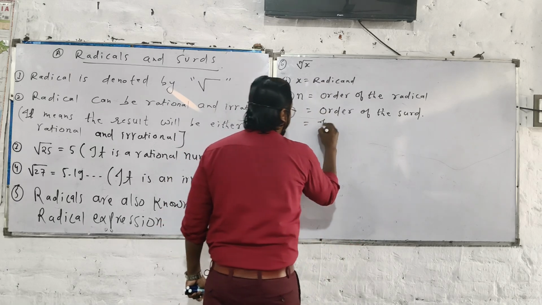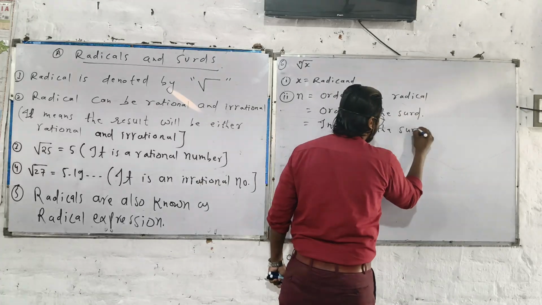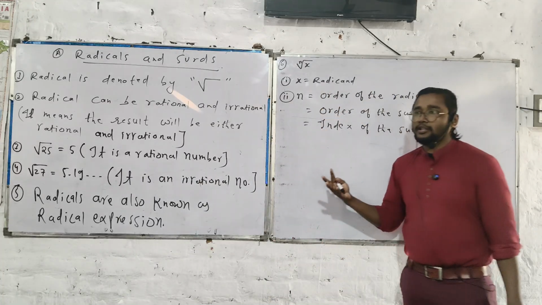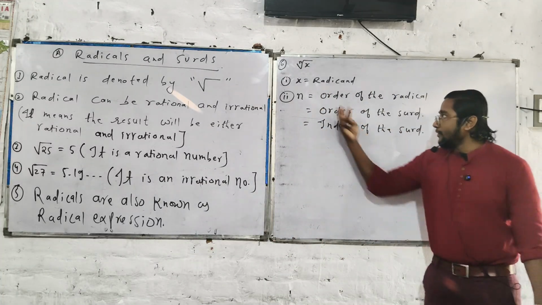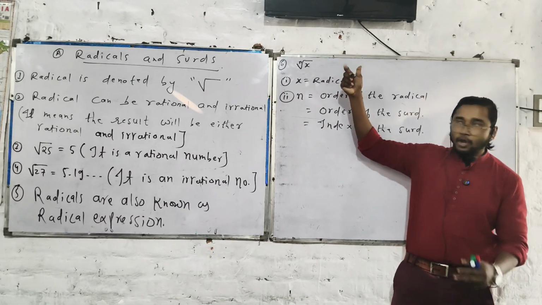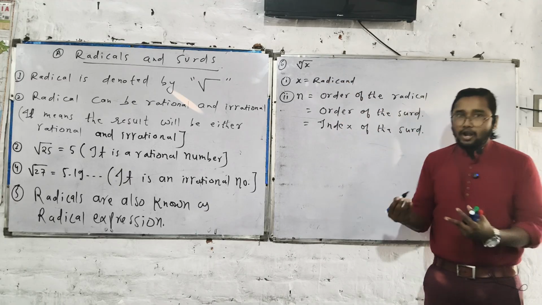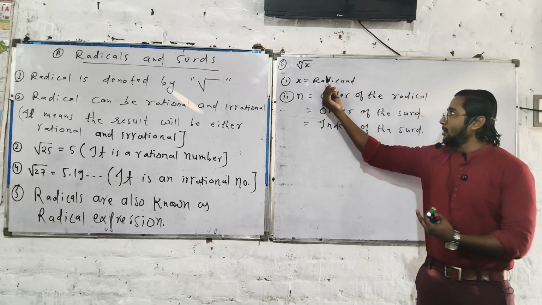Or simply we can say index of the surd. Understand, there are three different parts that we can discuss. And now, what can we say about the order of this radical, I mean this radical form? What do you call the number that is written inside? It is called the radicand, right? The number inside is called the radicand.